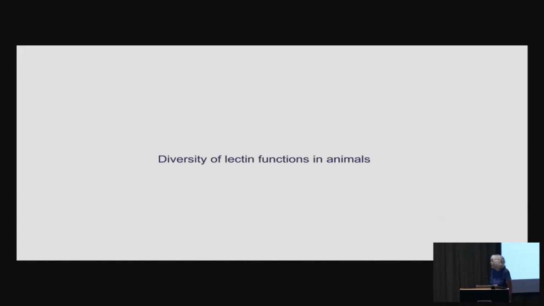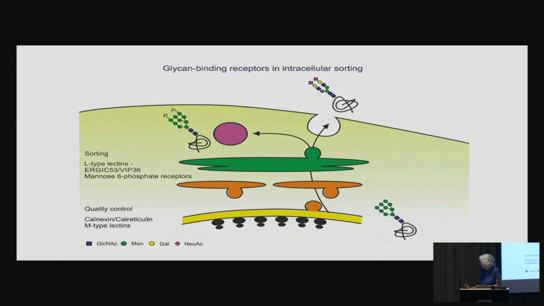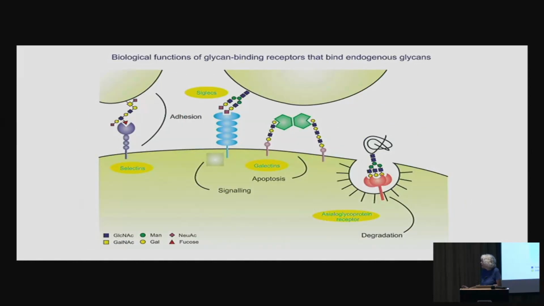And the lectins in animals have a variety of different functions. So extracellular lectins can recognize endogenous glycans, so those glycans that are on your own cells, or surface and secreted proteins, and they undertake functions such as cell-cell adhesion. Examples of these are the selectin cell adhesion molecules.